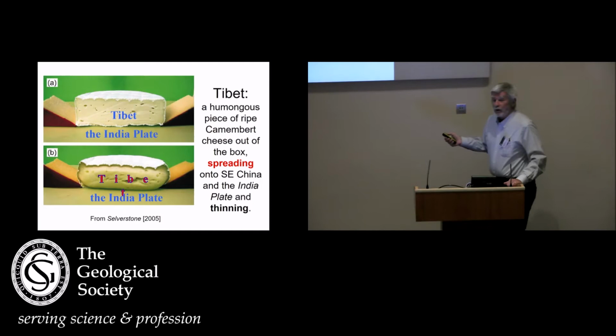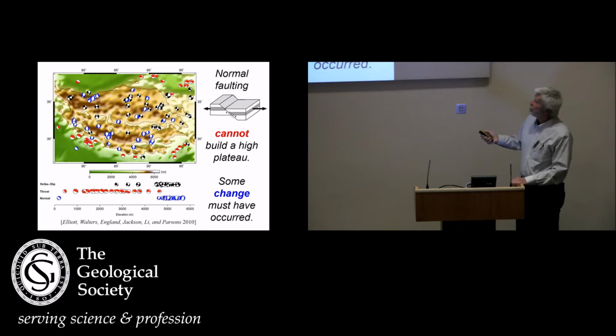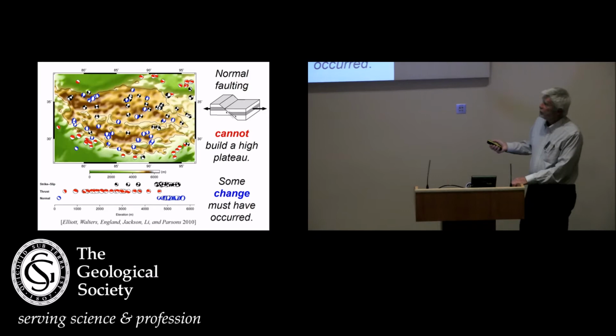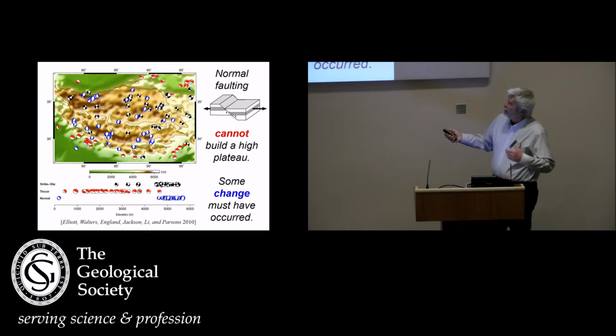Okay, but let's think back about this. We built the Tibetan plateau by crustal thickening, north-south crustal shortening, crustal thickening. You don't build a plateau by having normal faulting. This screams as loudly as you can scream, with earthquakes at least, that some change must have taken place. There must have been a change in what's going on, because you've gone from crustal shortening to thinning. How thick the layer is that thins, we can argue about. I'm going to assume it's the whole crust, and I'll argue strongly for that if I have to. But that's the assumption that I'm going to make.